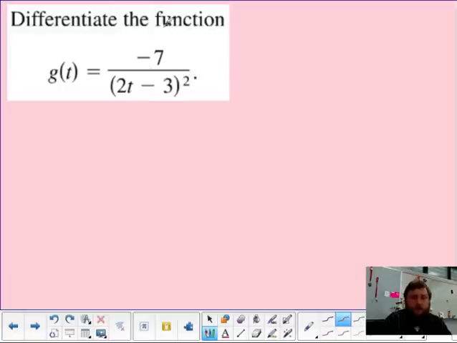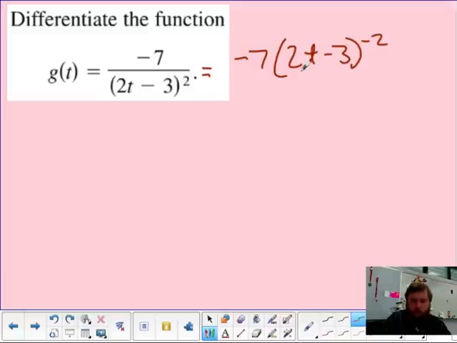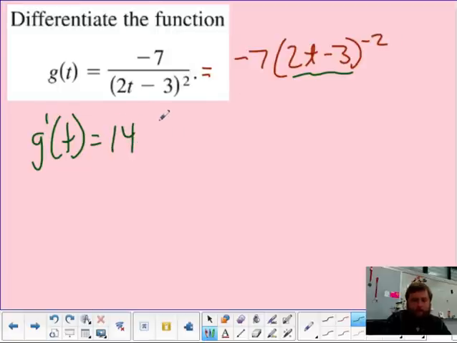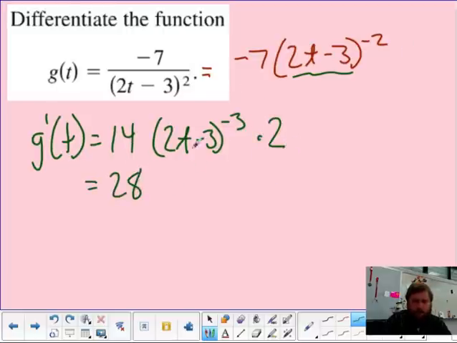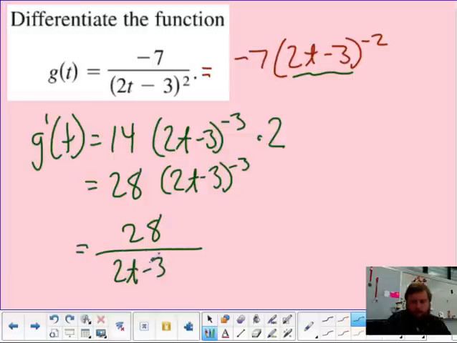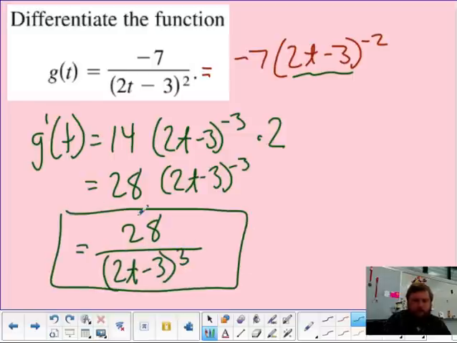All right, last one. So I want to differentiate this function. And you see a quotient here, but I'm going to rewrite this as negative 7 times 2t minus 3 to the negative 2nd power. And we're going to use our chain rule here. This is the inside. 2t minus 3 is inside. So following those rules, my g prime of t is going to be negative 7 times negative 2, so positive 14 times 2t minus 3 to the negative 3rd power, subtract 1, and times the derivative of the inside is 2. Cleaning that up, I'm going to get 28 times 2t minus 3 to the negative 3rd power. And I don't like negative power, so I'm going to write this as 28 over 2t minus 3 to the positive 3rd power. And that's a good enough answer. We're done.